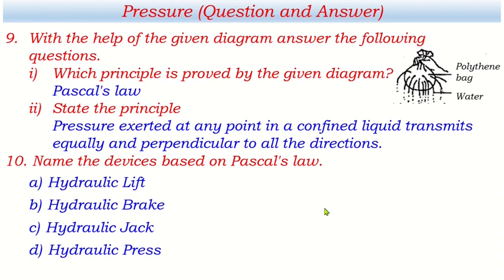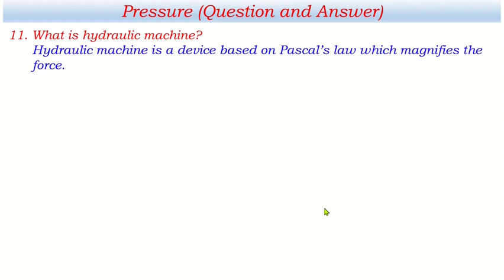So at first I want to tell you about the hydraulic machine. Exactly what is hydraulic machine? Let's have the question. What is hydraulic machine? Hydraulic machine is a device based on Pascal's law which magnifies the force. Have you noticed that? 2 points are highlighted. One is Pascal's law, another magnification of force. Including these 2 points, we have to define hydraulic machine. It is a device which is based on what? Pascal's law, and it is used to magnify the force.